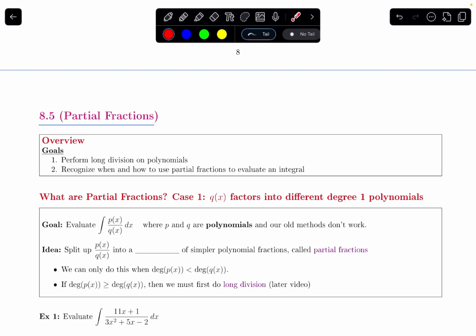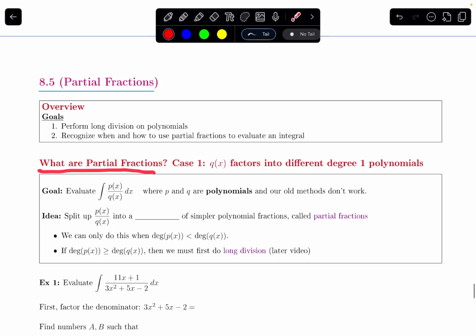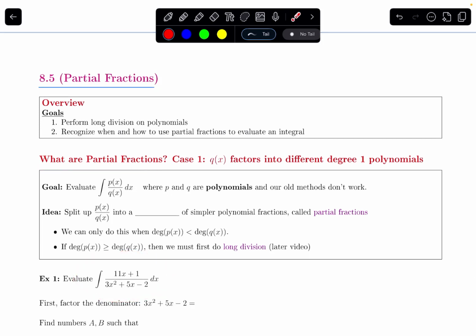Okay, so in this video, we will talk about what partial fractions is, and we'll do that with an example. I'll come back and talk about what this whole case one thing means. So my goal in this section is we're going to try to evaluate integrals of fractional functions where the numerator and the denominator are both polynomials and our old methods like u sub or integration by parts don't work. The idea will be to take this fractional function and split it up into a sum of simpler polynomial fractions, which we call partial fractions.